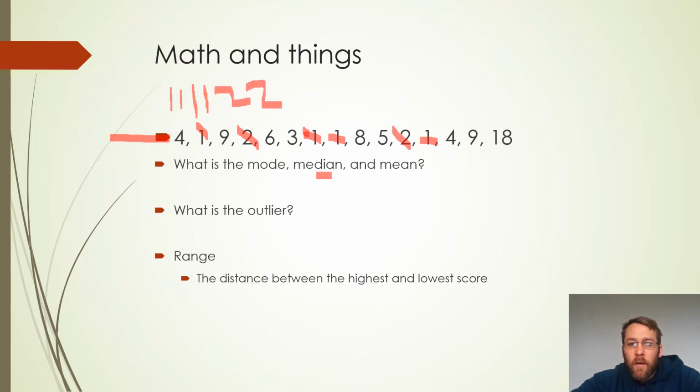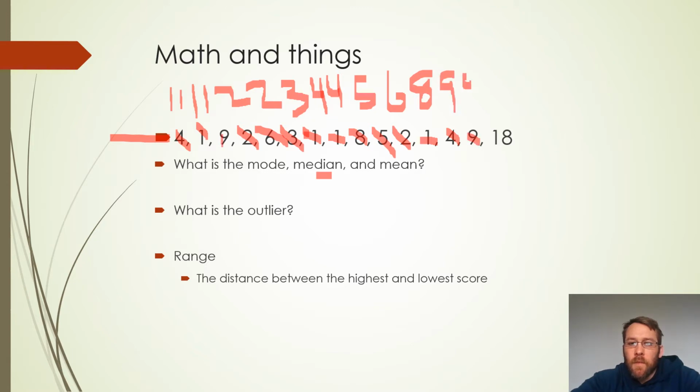I have a 3. I have 2 4s. Let's see, I got a 5. I have a 6. I have an 8. I have 2 9s. And I have an 18. All right.